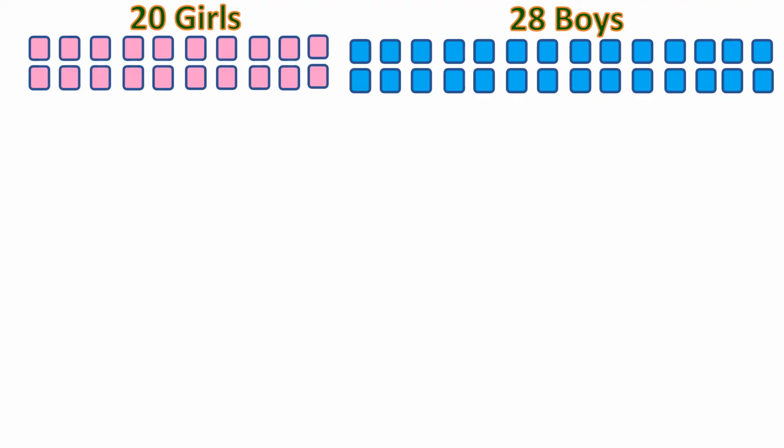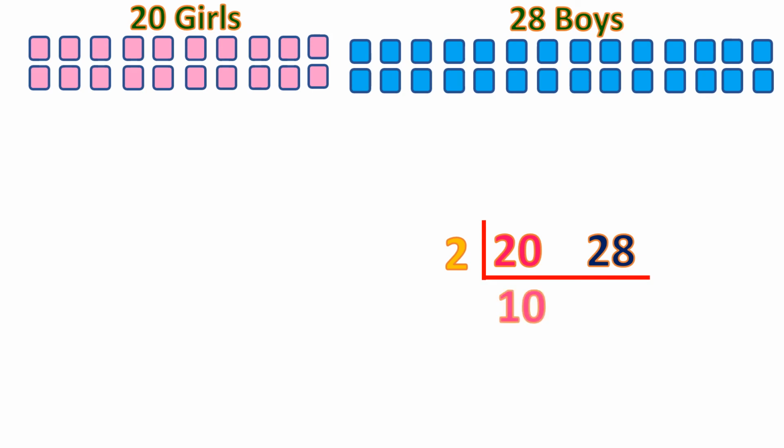As you analyze the problem, it is something involving the biggest divisor for both boys and girls, so it must be involving the greatest common factor. So let us use continuous division. We have 20 and 28. These are even numbers, so let's divide by 2. 20 divided by 2 is 10. 28 divided by 2 is 14.